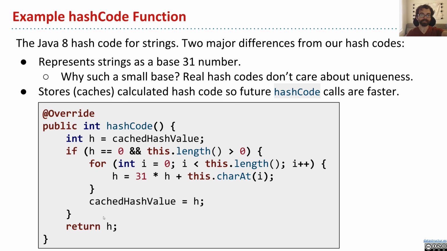So there are two big differences. One is it treats the strings as a base 31 number, not base 126, not base 40,000 or whatever. It uses 31. And the reason it's so small is that real hash codes don't care about uniqueness. So a small number is fine. But we'll talk a little bit about why 31 in a bit. The other big difference is that it actually stores the calculated hash code, also known as caching, so that future calls are faster. So if we then come around a second time and look up our cached hash value, at that point you'd see that h is not 0. It's already been calculated and stored before, and we would skip having to actually compute the hash code, which would be faster.